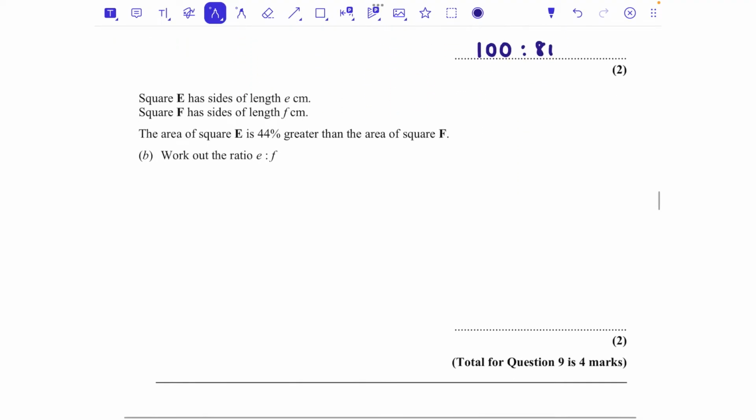Square E has sides of length E. Square F has sides of length F. The area of E is 44% greater than the area of square F. Work out the ratio of E to F. So this time, with E to F, they're asking for the ratio of the lengths. So your linear scale factor, that's what they're asking for.